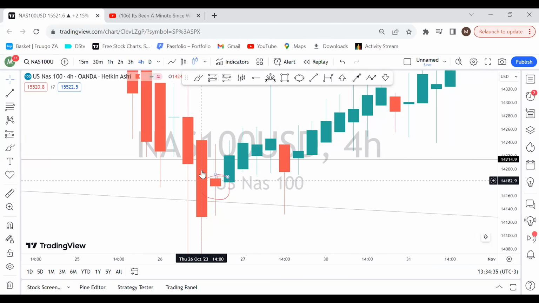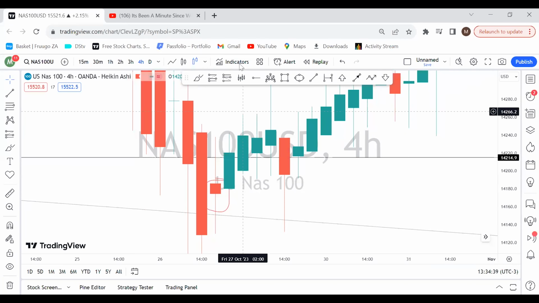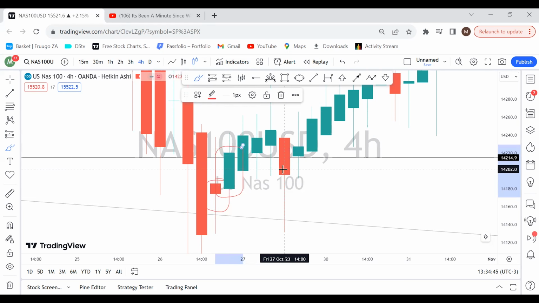So from the point of the reversal candlestick, we want to see bullish candlesticks. So you can see we had our first bullish candlestick right here. You can see that, right? Yes. So the thing is, you must consider the size of the candlestick.